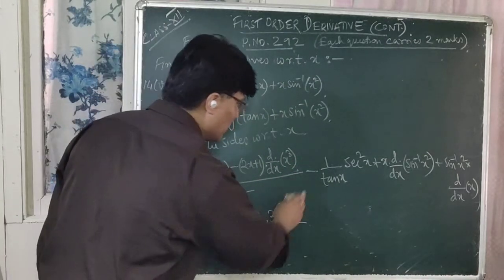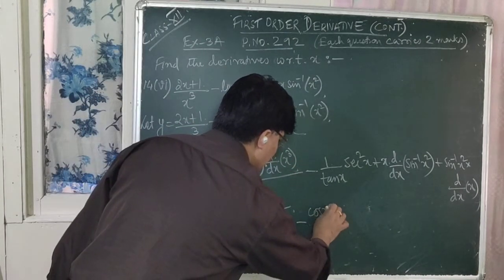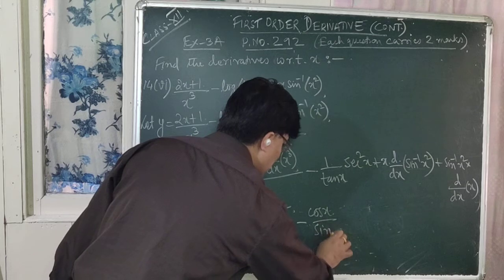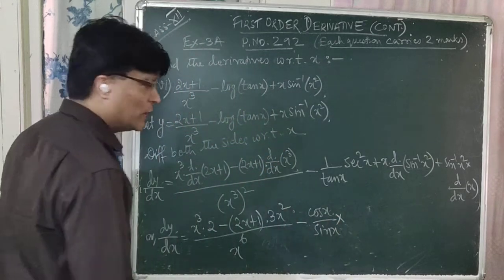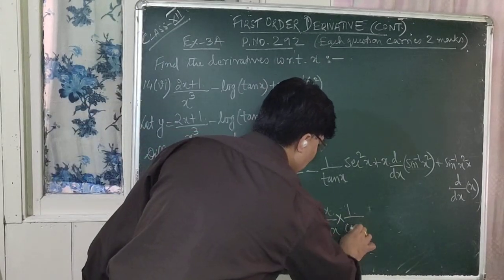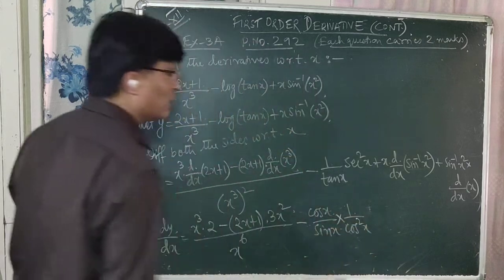Minus, let us simplify it. What is 1 by tan x? Cot x, cot x means cos x by sin x into, what is sec square x? 1 by cos square x, right?